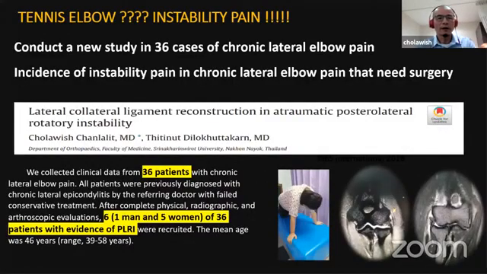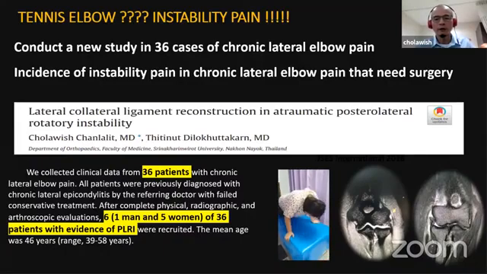In another study, I surveyed 36 cases of chronic lateral elbow pain, and looked for instability pain with clinical findings and examination, such as the functional instability apprehension test, push-up test, chair rise test, and also reviewed the MRI. We found that 6 of the 36 patients had instability pain.